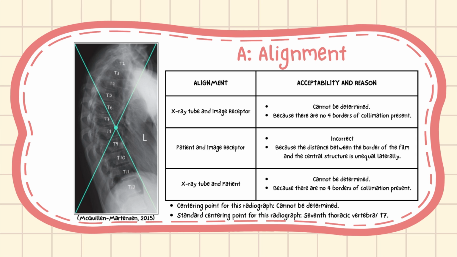The centering point for this radiograph cannot be determined because there are no four bodies of collimation, but the standard centering point for this projection is at 7 thoracic vertebrae or at T7.